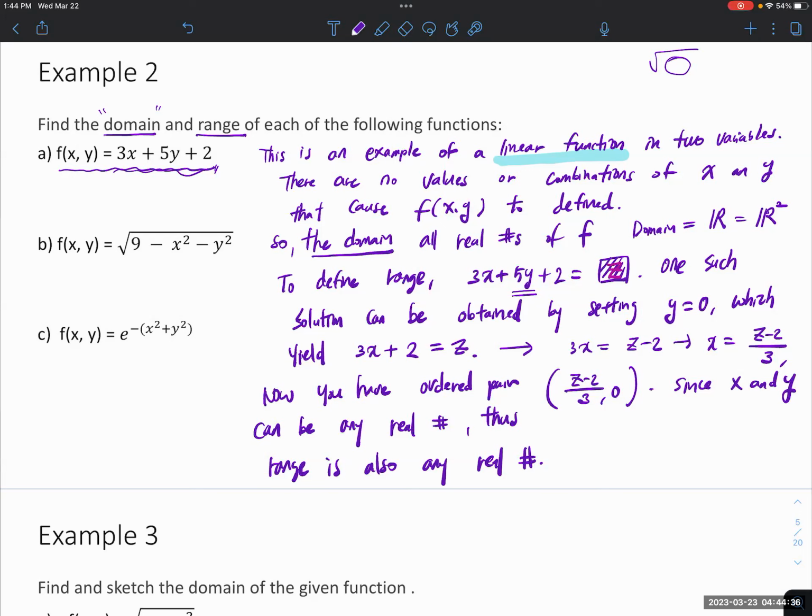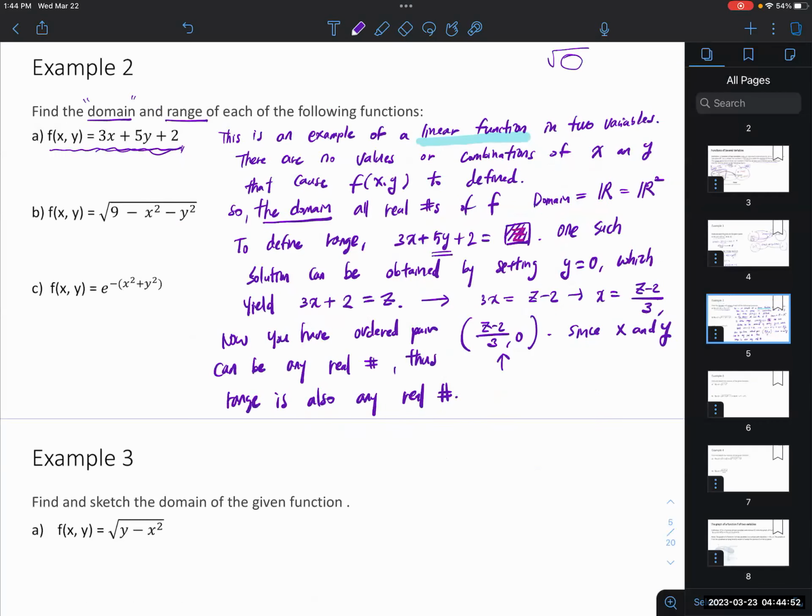I chose one of the numbers. You can find any coordinate points in this system. So as I observe, any number can be possible. So both the domain and range are real numbers. So that's the answer for letter A. A little bit of writing, but you see what I'm talking about.